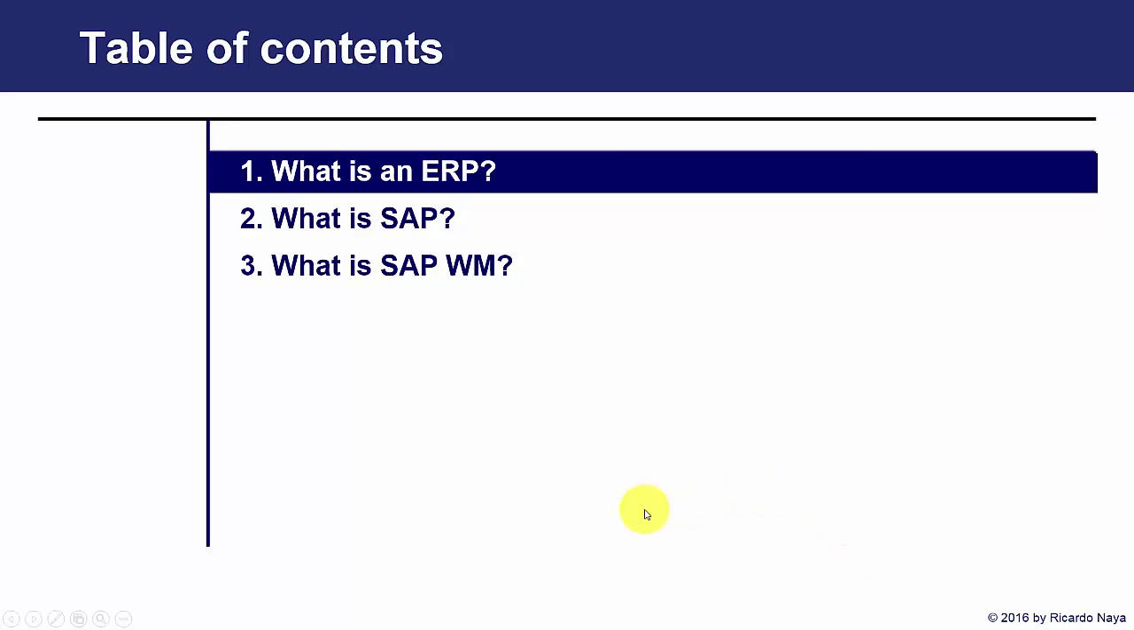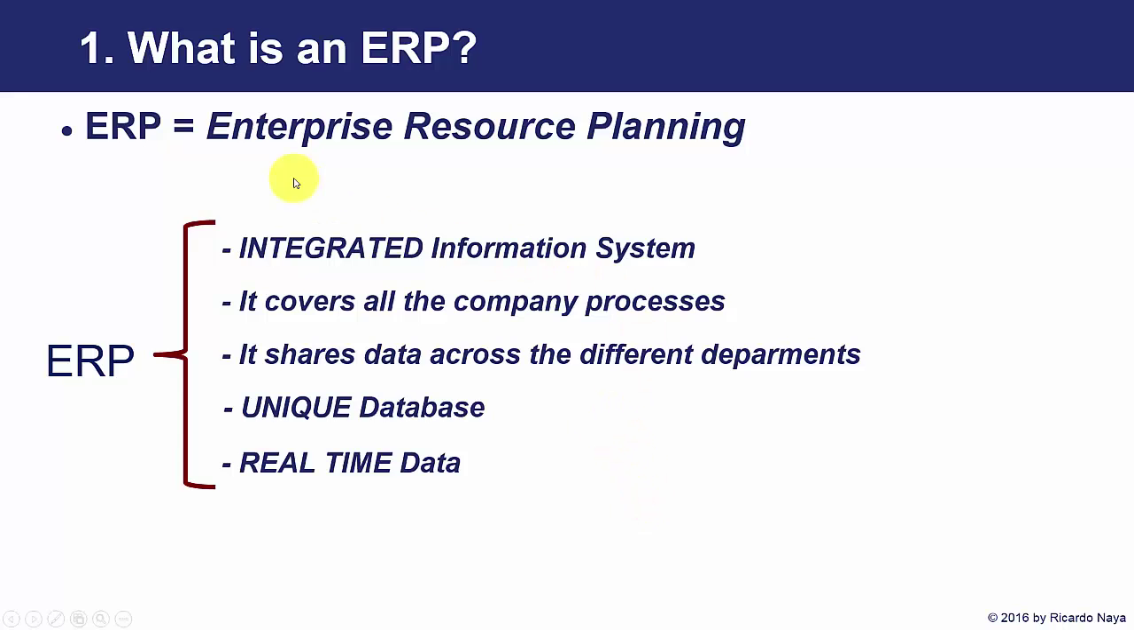First of all, we are going to see what is an ERP. ERP stands for Enterprise Resource Planning. That means that it is an integrated information system that is going to cover all the company processes, sharing data across the different departments, and so using only one unique database. That is the main characteristic of these kinds of systems. And at the same time, we are going to work always with real-time data.